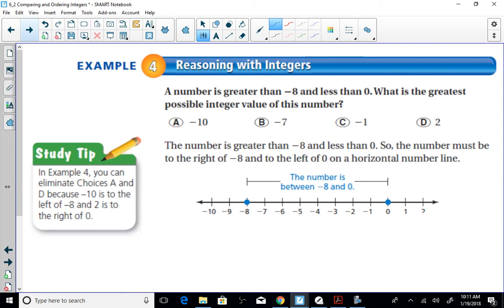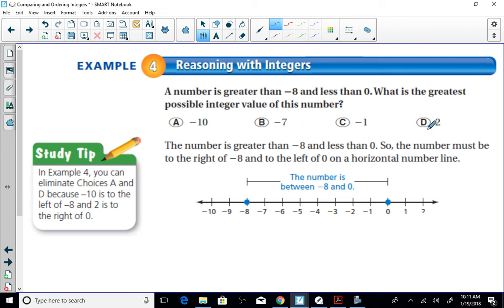Next slide. Sometimes you get some problems where you have to reason and use common sense. So let's take a look at the question. A number is greater than -8 and less than 0. What is the greatest possible integer value of this number? It's a multiple choice question, so we have 4 choices: -10, -7, -1, and 2.